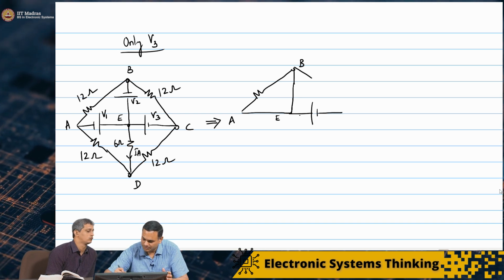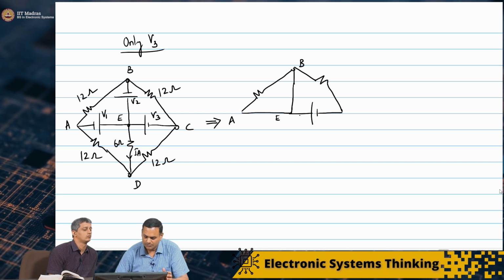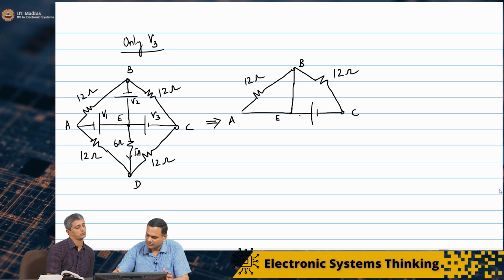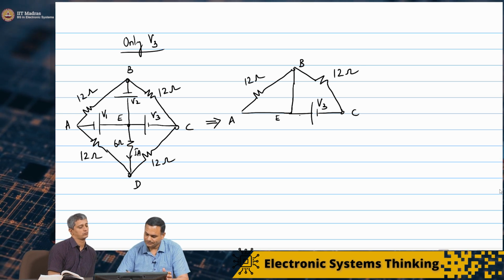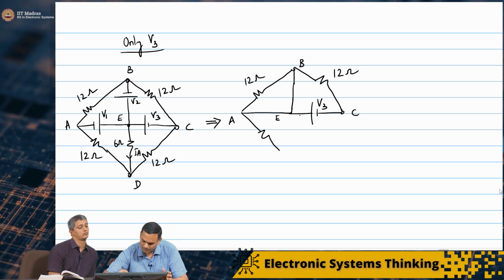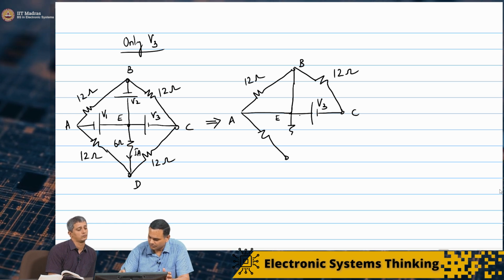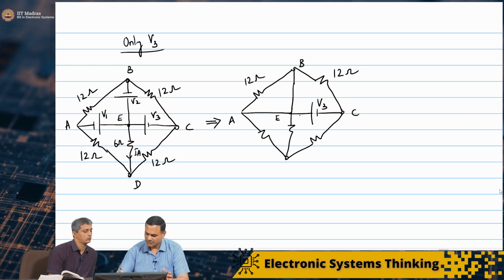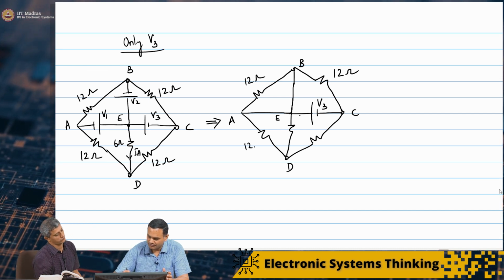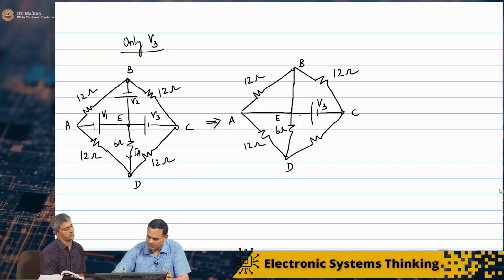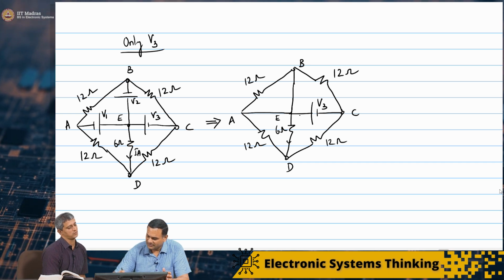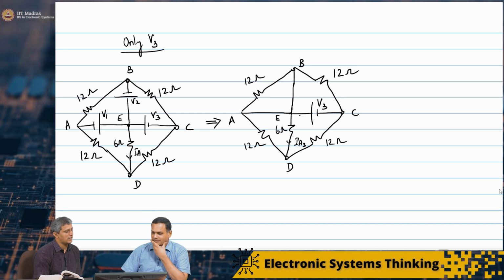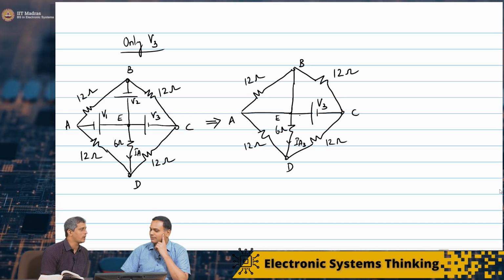So to C I have 12 ohms. This is V3. So to D I have these three: 12, 6, 6 and 12, 12. And this is IA3.